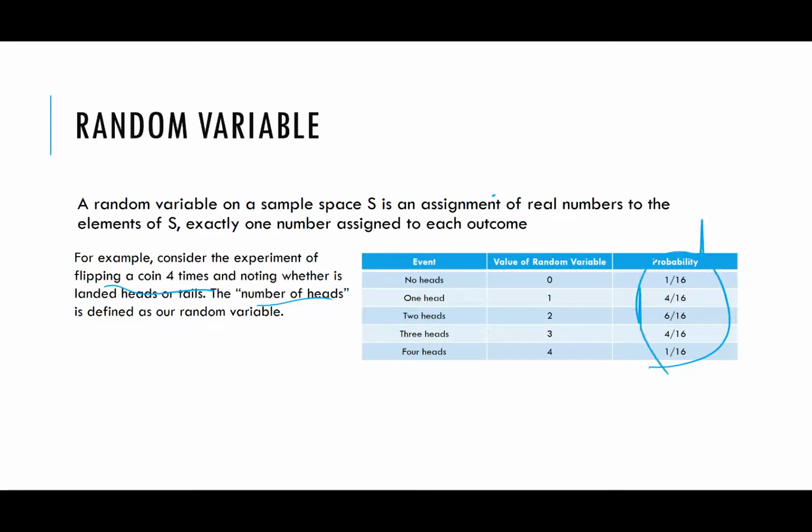And then over here is the probability of each of those outcomes. We're not going to find the probability there, but those are the probabilities of getting 0, 1, 2, 3, or 4 heads.